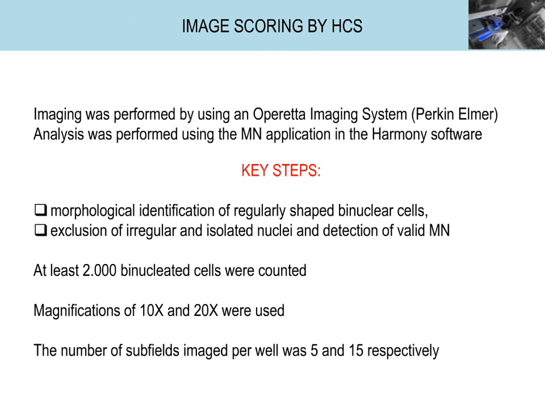For the latter, image analysis was performed by using an Operetta imaging system, Perkin-Elmer, and the analysis was performed using the micronuclei application in the Harmony software. There are 2 key steps. The first key step is the morphological identification of regularly shaped binucleated cells and the exclusion of irregular and isolated nuclei, and detection of valid micronuclei.